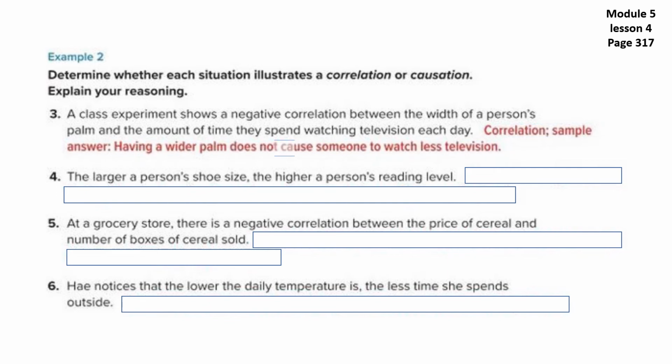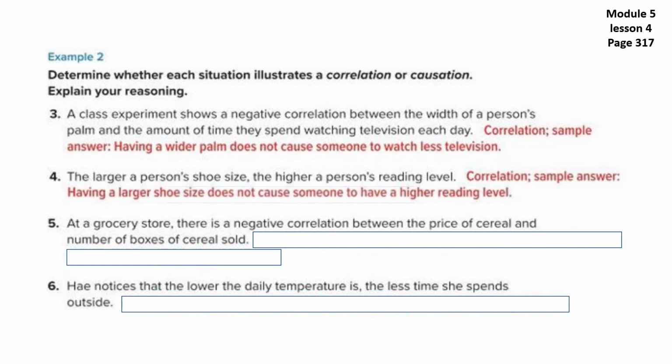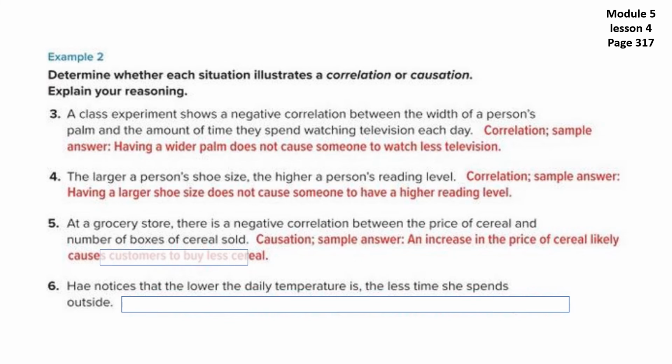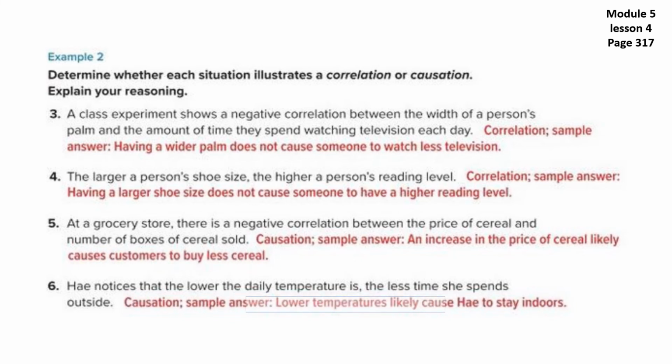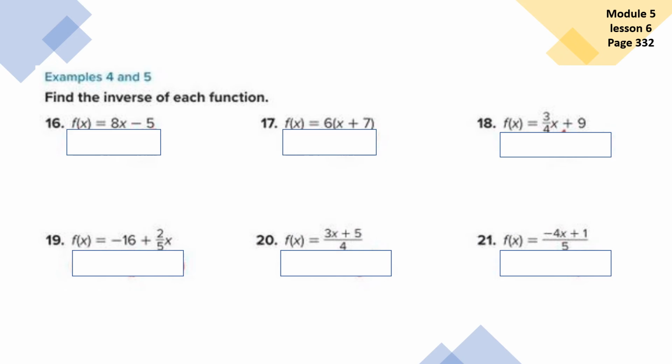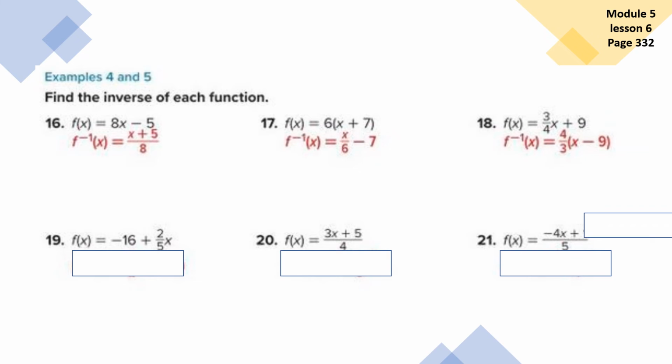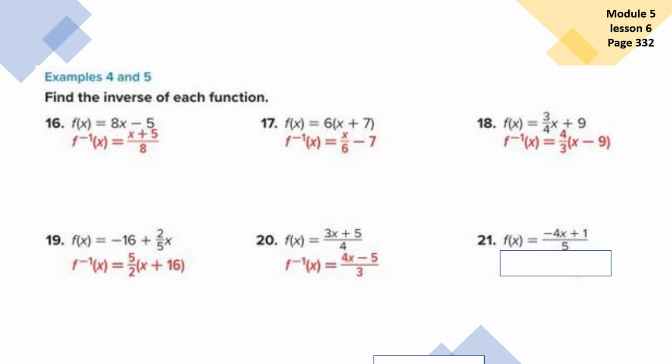So just have a look at correlation and causation from lesson 4, page 317. These are the answers for the question. Next we have the inverse of the function. So you can find the inverse and check your answer using the method that has been explained to you in part 3 of the video, module 5, lesson 6, page 332. These are going to be the inverse answers.